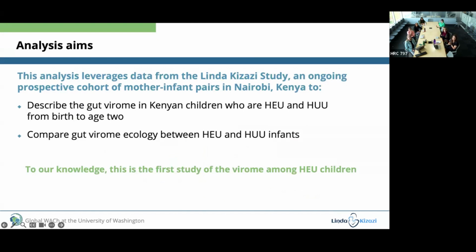So my aim is going to first describe the gut virome in HEU and HUU infants in a cohort that I'll describe momentarily in Kenya. And then also compare the gut virome ecology between those two groups. What's exciting about this study, and why Linda Kizazi is such an interesting cohort, is this is the first time we've looked at virome in HEU children at all. Infant data are common, but still pretty sparse. Virome data in general is pretty sparse. A lot of existing data is also from Europe and the US. And so it's nice to have this extra longitudinal body of data to contribute to the virome space as well.